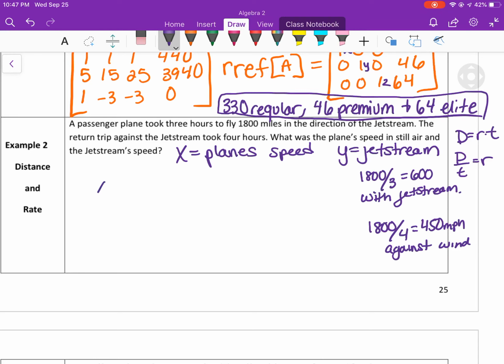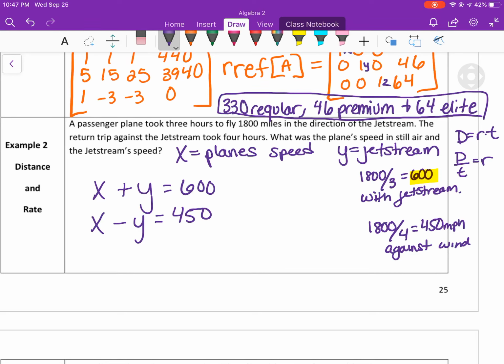So first you have x plus y, so that means the plane speed plus the wind speed, meaning that the wind speed is increasing the plane speed. So that means it's going to be going faster, so that takes less time. So the rate here is 600 miles per hour. Then when the wind is working against the airplane, x minus y, it's 450 miles per hour. It's going slower. The air resistance is making the plane go slower.